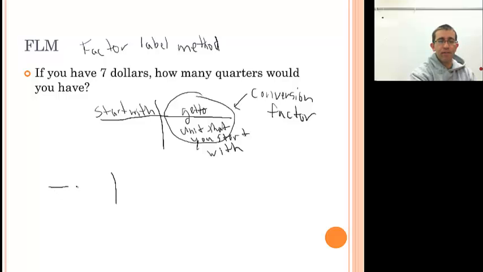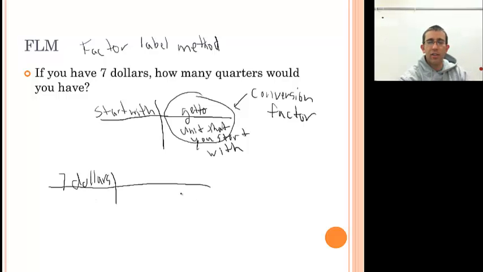Okay. Here is our lovely phlegm chart. Alright, what do we start with? We start with $7. So I'm going to put 7. Oops. Let's try to write again. There we go. Dollars. Alright, now, what I want to do is I want to go from dollars to quarters.